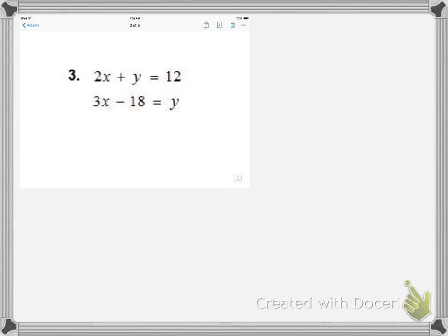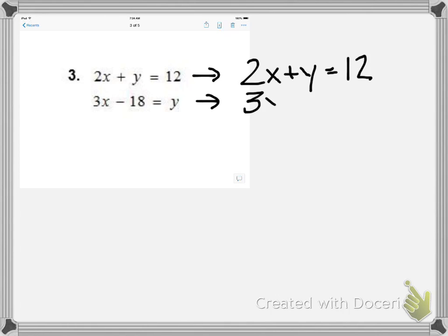All right, number 3. It's a little different than the first two. I'm looking at both equations. Are they in standard form? The first one is, but the second one isn't. So I encourage you to rewrite them. So we have 2x plus y equals 12. For this one, to rewrite it, it's going to be 3x. I need the negative 18 to come over here. I need the y to be on this side. So now I'm going to have a minus y and a positive 18.